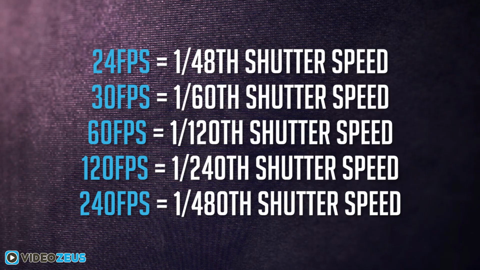You always want to shoot twice your frame rate, so at 24 frames per second, you're shooting at 1/48. For 30 frames per second, it's 1/60th, 60 frames per second, 1/120th, you get the picture.